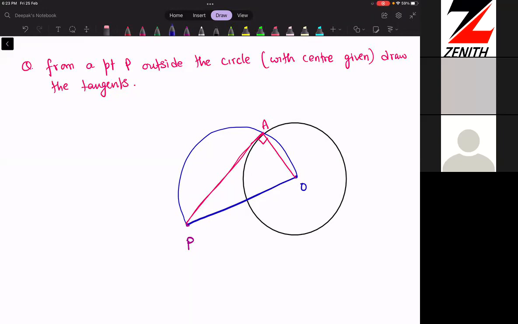Yes, sir. So what steps will be there is, point P was given to me outside the circle, center of the circle O is also given to me.